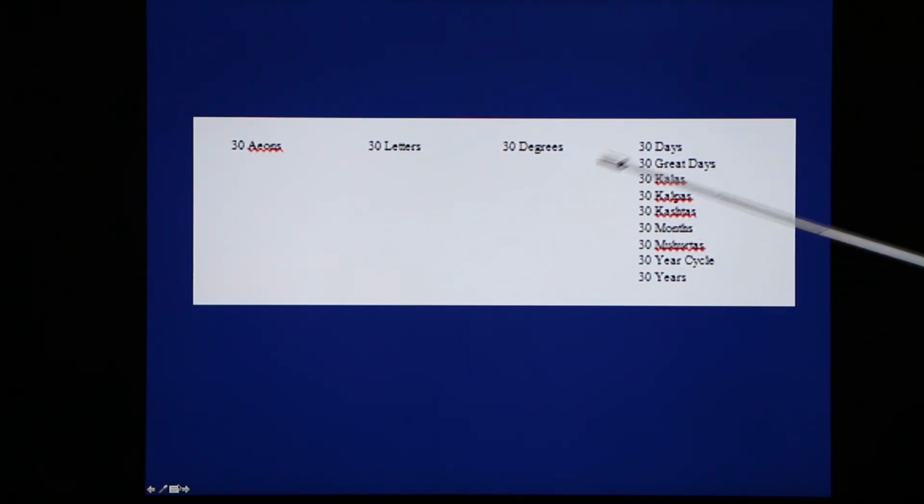eons, letters, degrees, and this is particularly important for time. So days, great days, kalas, kalpas, kashtas, months, muhurtas, 30-year cycle, and 30 years. And 30 is important because it's a combination of 8, called the Ogdoad.